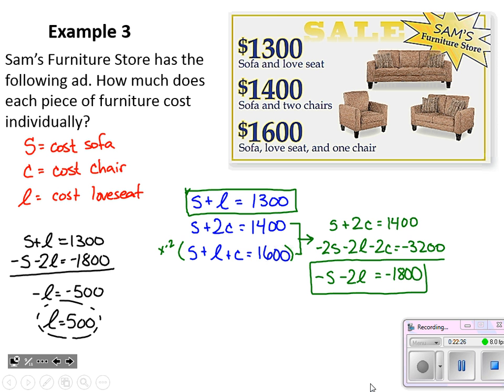Then what I want to do is start working my way back. So go back to one of the boxed equations. I'm going to choose this one. Since I know L, I know that S plus 500 equals 1,300. Subtract 500 from both sides, S equals 800.